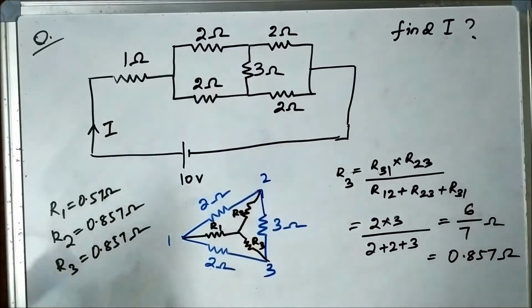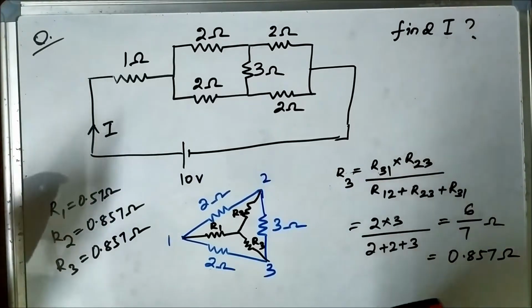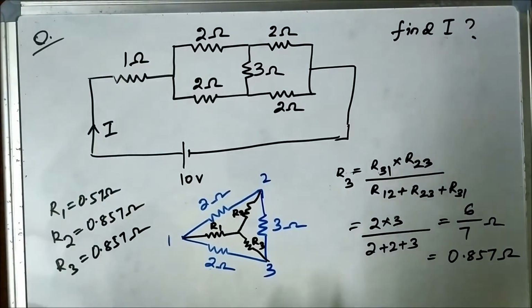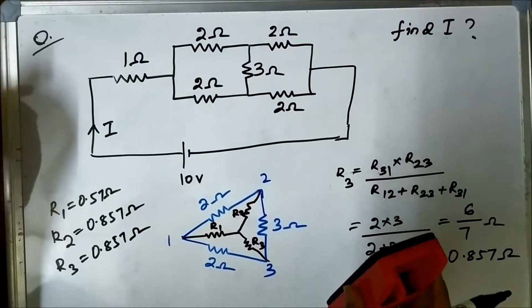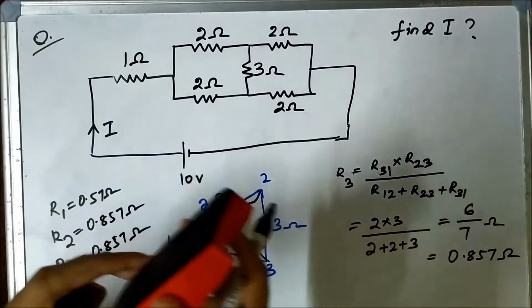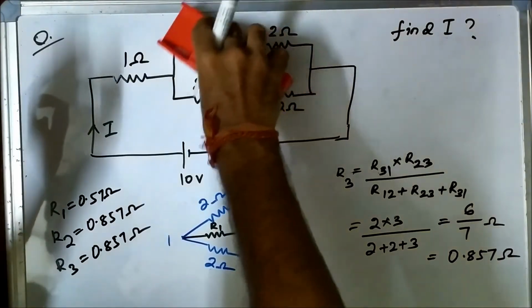Now let us just redraw this circuit. So how can we do that? Here we will change it only here. Let us just do this. So just remove this portion.